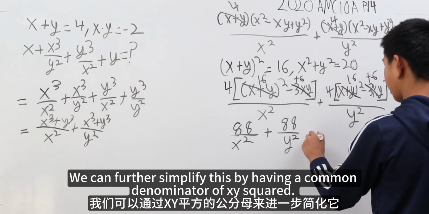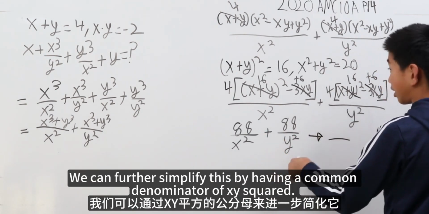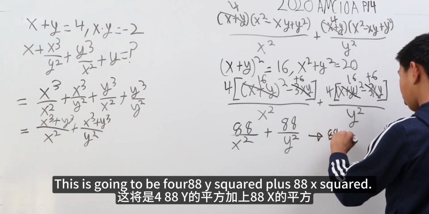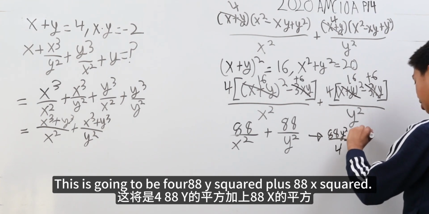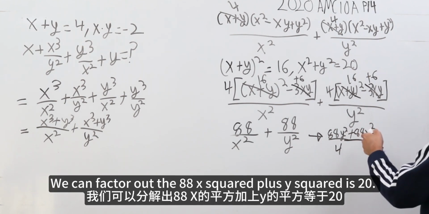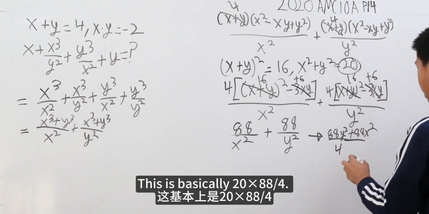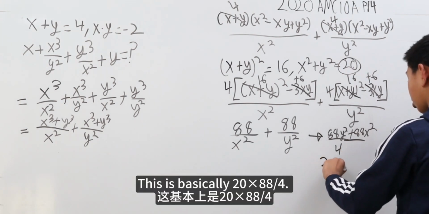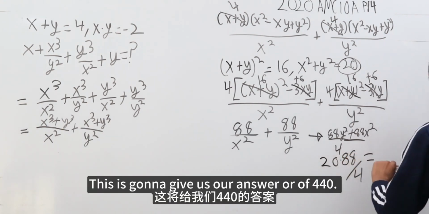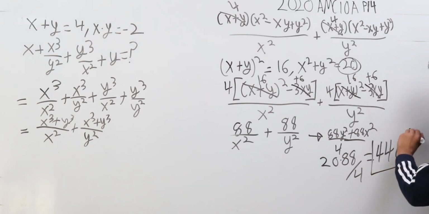We can further simplify this by having a common denominator of x squared y squared. This is going to be 88 y squared plus 88 x squared, over that. We can factor out the 88, and x squared plus y squared is 20. So this is basically 20 times 88 over 4. This is going to give us our answer of 440. And we are done.